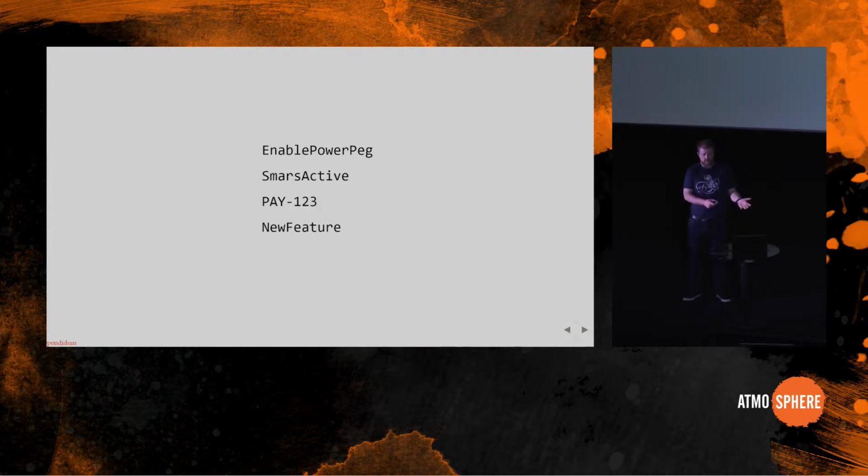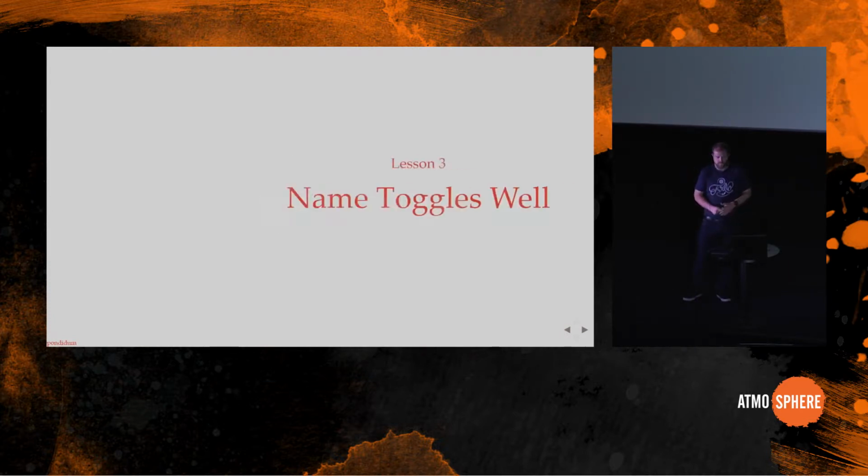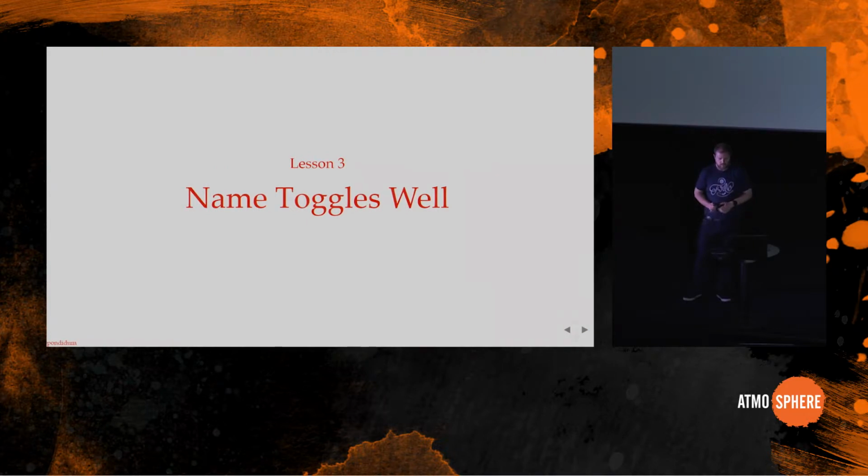The other thing that you might end up doing is having a JIRA ticket number as a feature flag, which, fine, it's going to tie it to a specific ticket, but it's not very descriptive. You're going to need to look up what that ticket is at some point. So please include the name of your flag. Actually make them meaningful. And don't reuse them. So yeah, lesson three, name your toggles well.